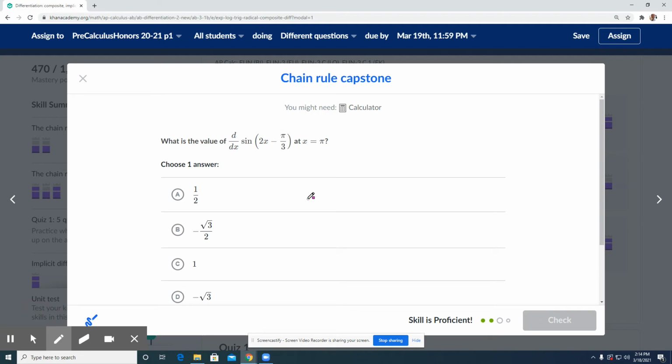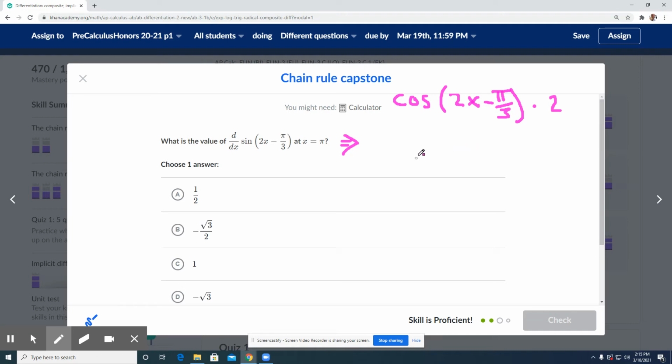All right, looks like we got a trig function here. That means we're plugging it in after we do the derivative, so let's go ahead and give that a shot. So the derivative of sine is cosine. Rewrite the inside. Times the derivative of the inside. Now, pi over 3 is just a constant, or negative pi over 3, so that drops off. So we would just be looking at the derivative of 2x, which is just 2.